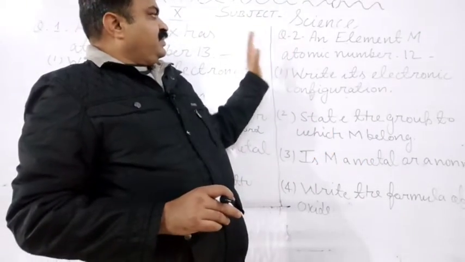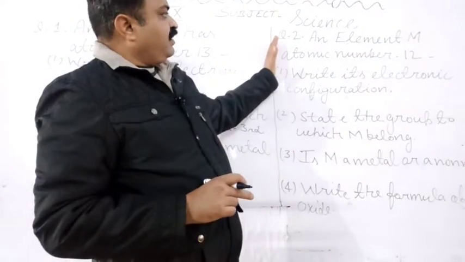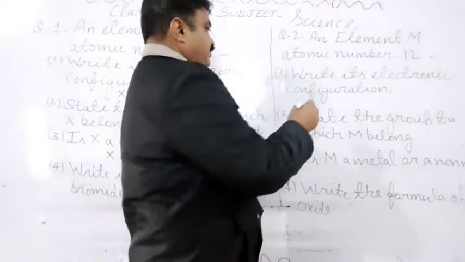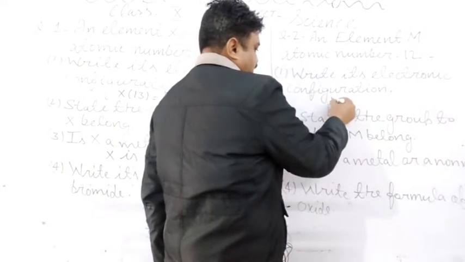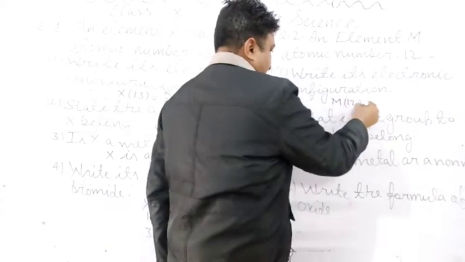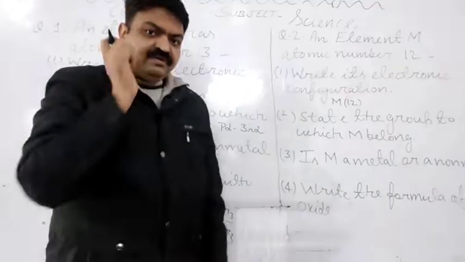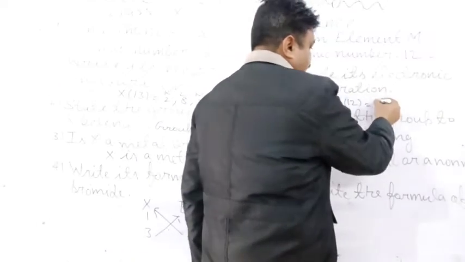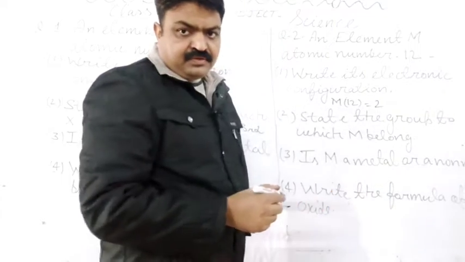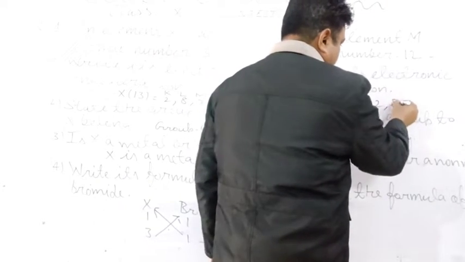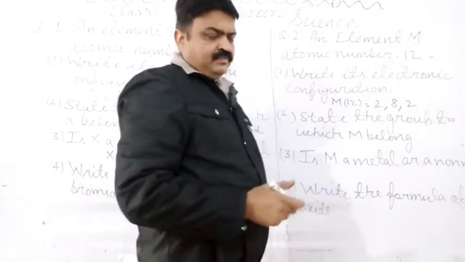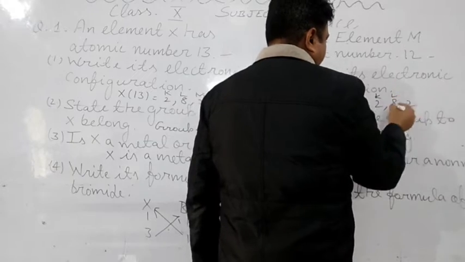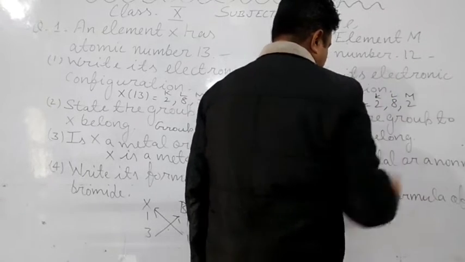This question is similar to question number 1. An element M, atomic number 12. There is one element. Its atomic number is 12. So what will be its electronic configuration? Its electronic configuration will be 2, 8, 2. Means in the K shell there are 2 electrons, in the L it is 8, and in the M it is 2.